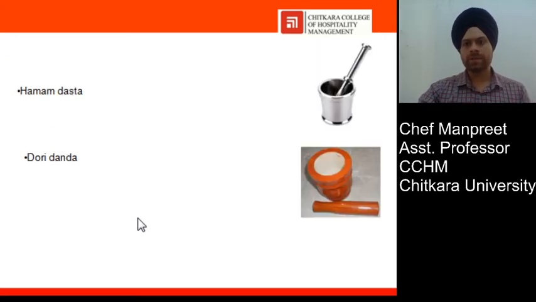And chimta in Punjabi, in English it is called tong, and it is used for flipping the various Punjabi breads. Hamam dasta, yes, hamam dasta is a kind of equipment which is used for crushing or grinding various masalas. Dora dandi is a kind of equipment whose base would be wooden or sometimes stone, but the danda should be wooden, and it is used for grinding or pounding chutneys.